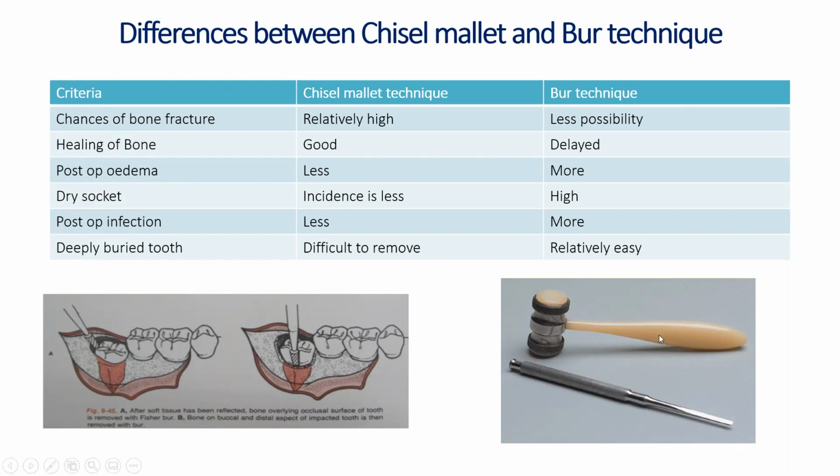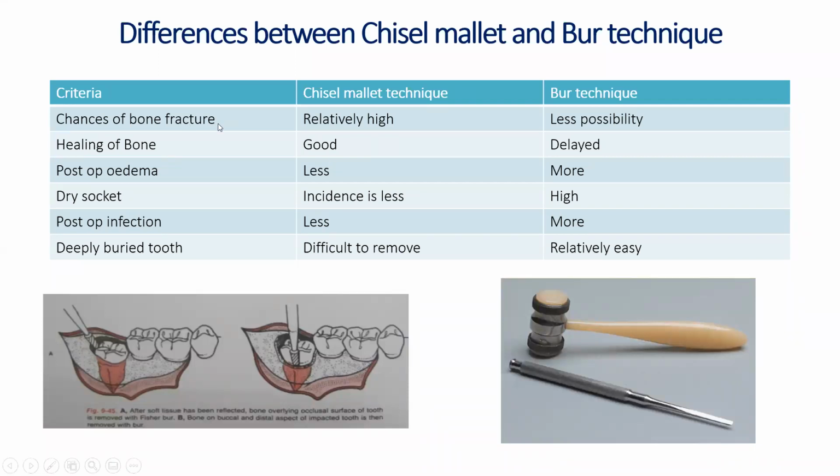This is a mallet. The mallet is made of wood, rubber, nylon, or stainless steel. The mallet is designed to weigh 8 ounces for delivering controlled force on the chisel or osteotome. Burrs, as you can see, are stainless steel or tungsten carbide rotary cutting instruments used extensively in hard tissue surgeries.